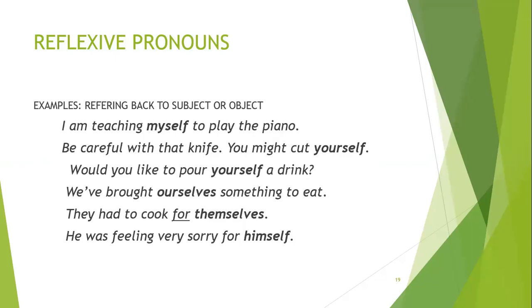Okay, let's look at some examples. So here we have the reflexive pronoun being used to refer back to the subject. I am teaching myself to play the piano. So myself is replacing I. That is reflexive. It's going back to refer to the subject. Be careful with that knife. You might cut yourself. Yourself is referring to you. We've bought ourselves something to eat. Ourselves referring back to the subject we. They had to cook for themselves. He was feeling very sorry for himself.